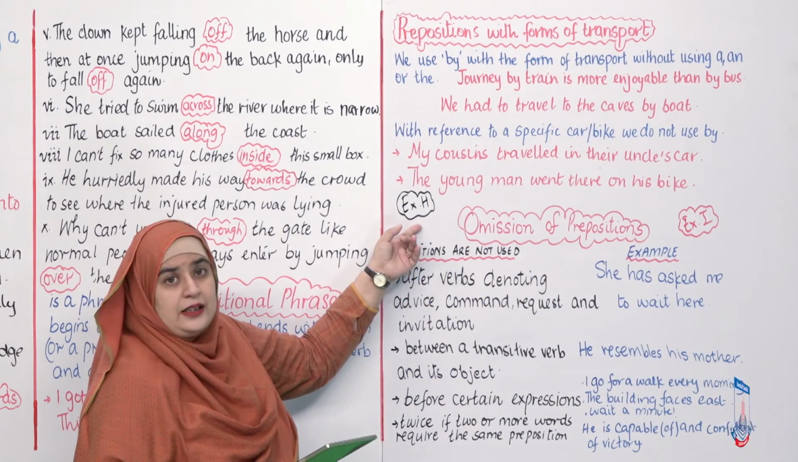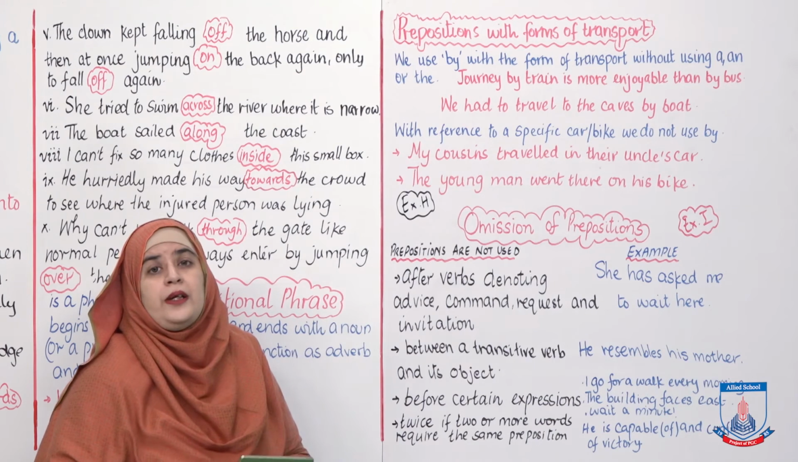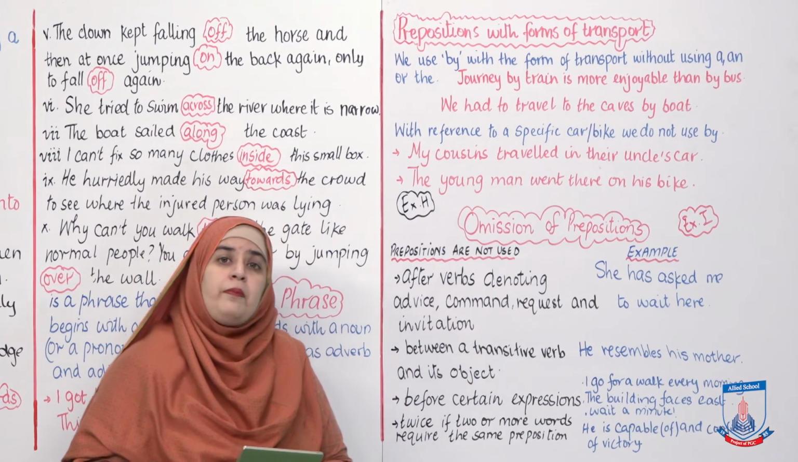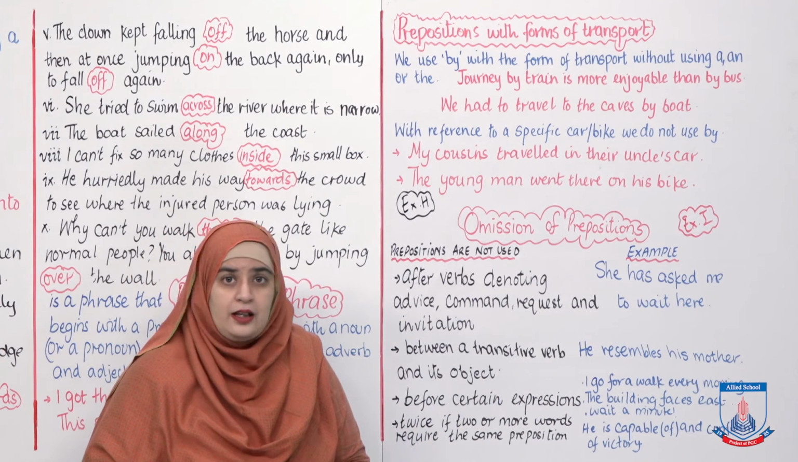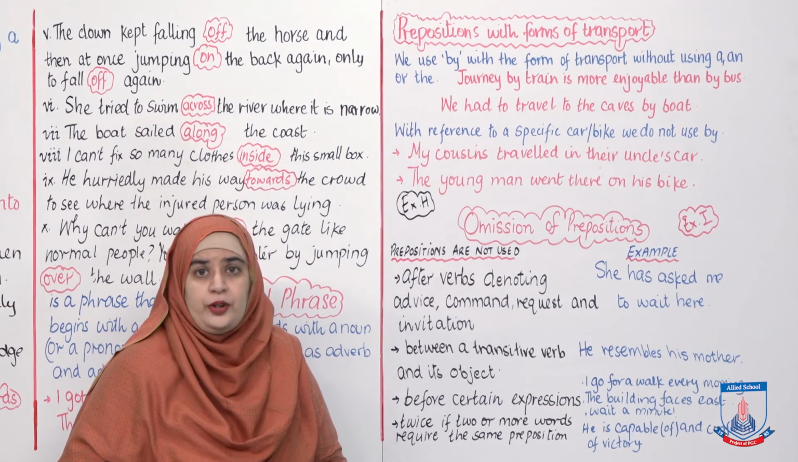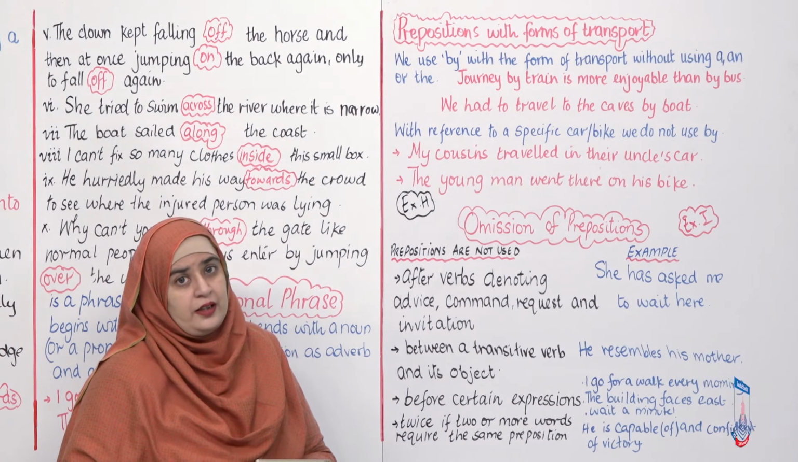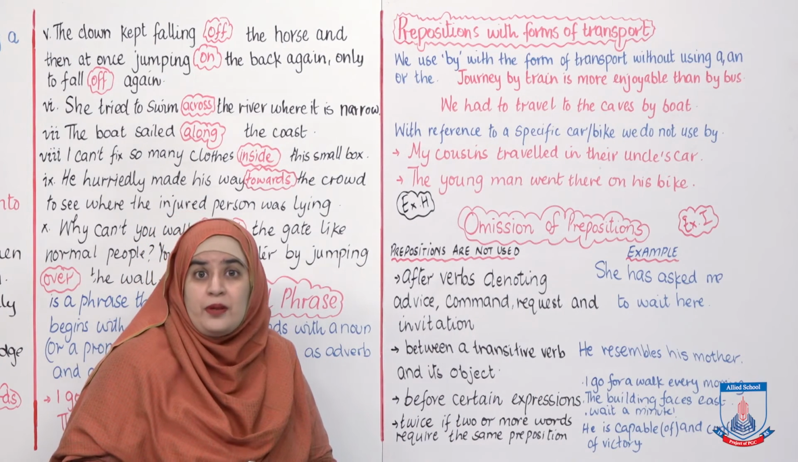This was exercise 8. The next topic is the omission of prepositions. बहुत जगह पे आप prepositions नहीं लगाते हो, नहीं जरूरी होती. कौन सी जगहें हैं वो? Let's discover, let's find it out, let's comprehend and let's remember.